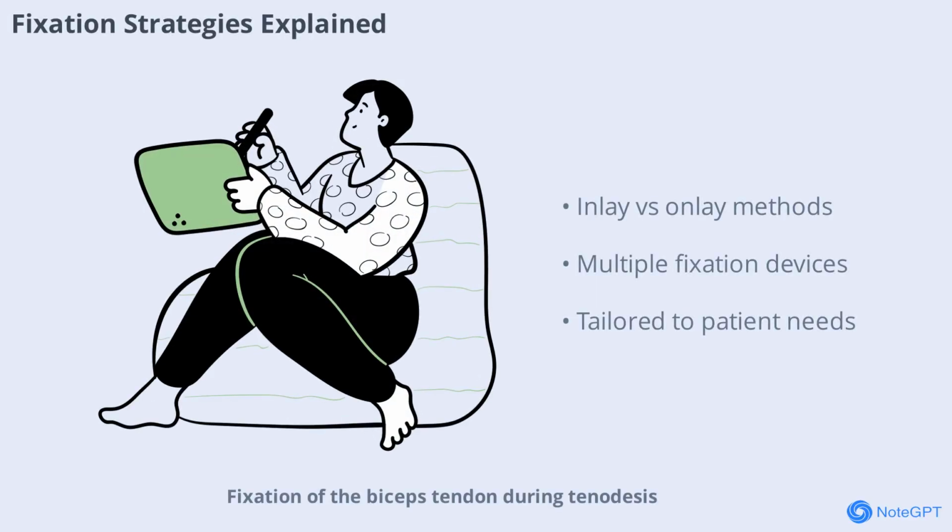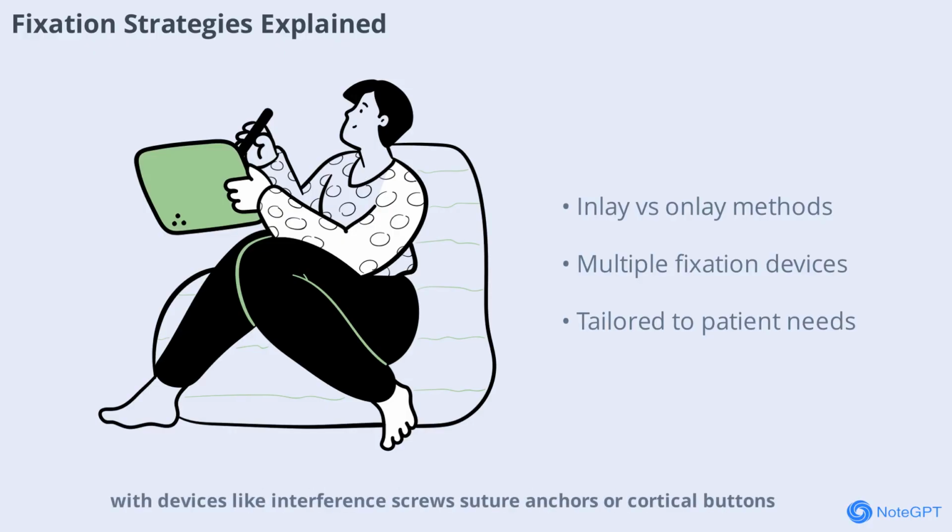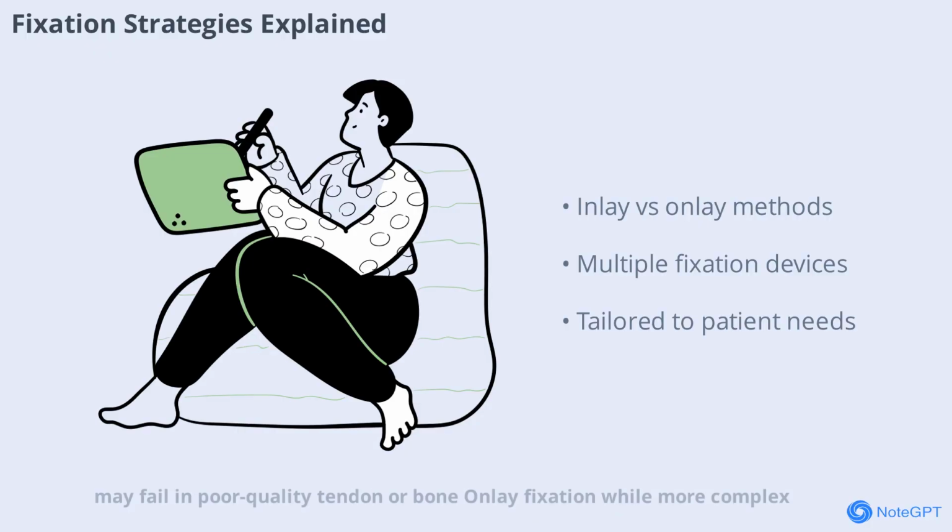Fixation of the biceps tendon during tenodesis can be achieved using inlay or onlay techniques, with devices like interference screws, suture anchors, or cortical buttons. Inlay fixation is less technically demanding but may fail in poor quality tendon or bone. Onlay fixation, while more complex, may offer superior outcomes. The choice of fixation device and technique depends on patient factors and surgeon preference.